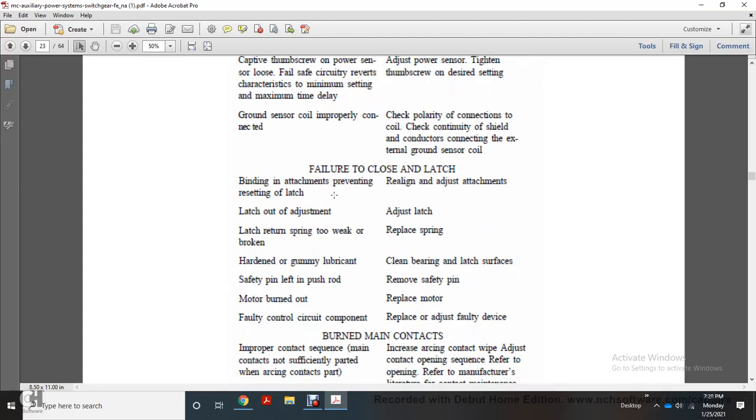Failure to close: latch binding, attachment preventing resetting of the latch: realign and adjust the attachment. Latch out of adjustment: adjust the latch. Return spring too weak or broken: replace the spring. Hard or gummy lubricant: clean the bearing and latch surfaces. Safety pin left in: push the rod and remove the safety pin. Motor burned out: replace the motor. Faulty control circuit component: replace and adjust the faulty device.